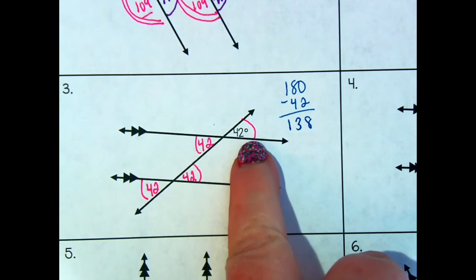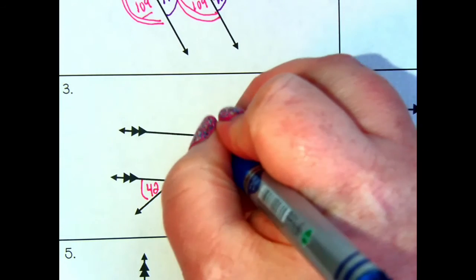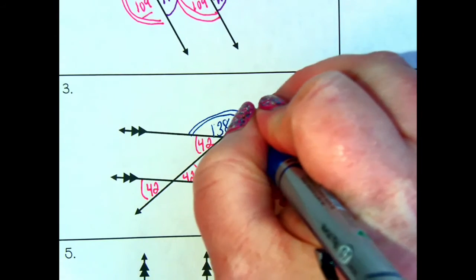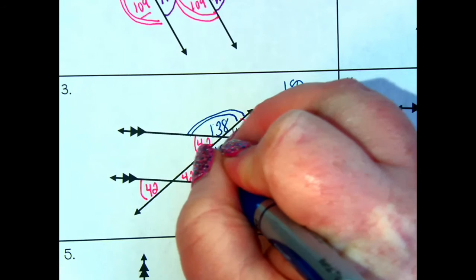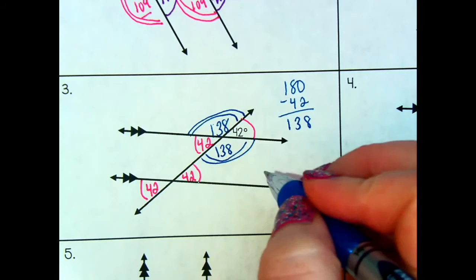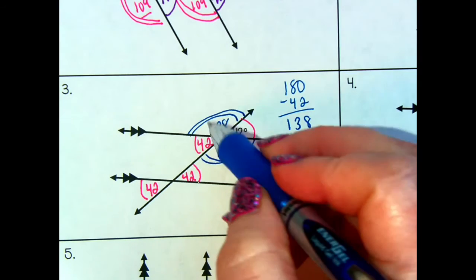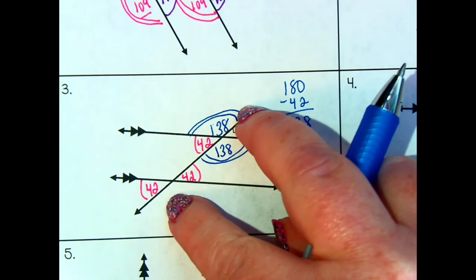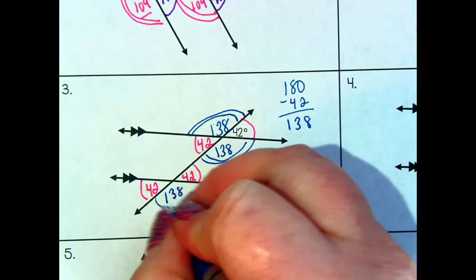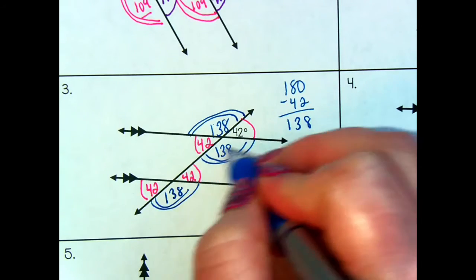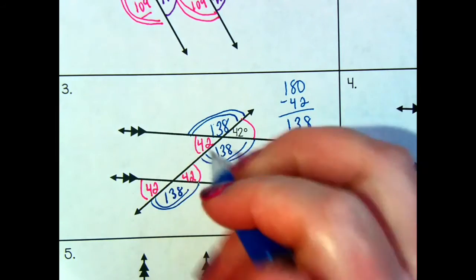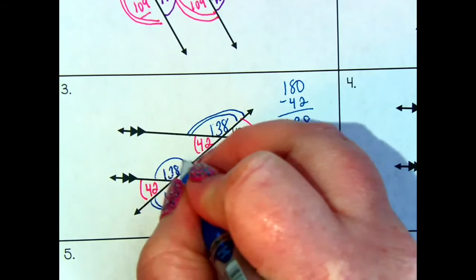That lets me know that this 42 and this space right here are a linear pair, so that's going to be 138 degrees, which means that this is going to be 138 degrees because of vertical angles. And then again, I go through the same pair because of, let's say, alternate exterior angles or corresponding angles. This angle right here will be 138 degrees. And therefore, because of alternate interior angles or vertical angles again, this will be 138 degrees.